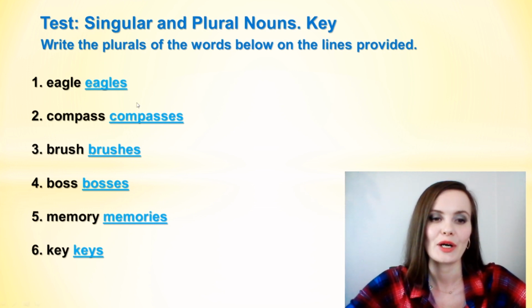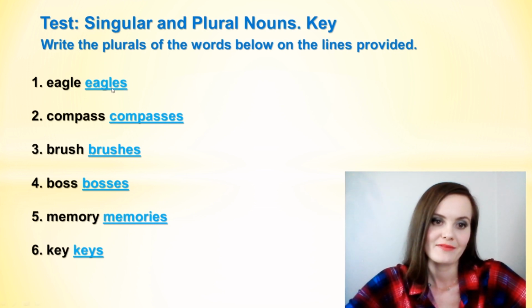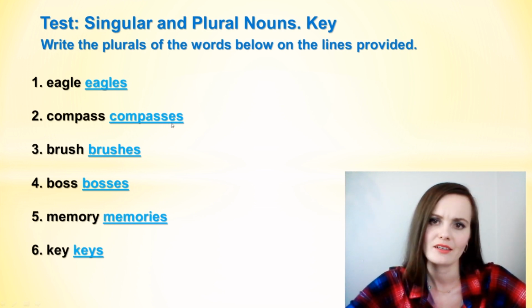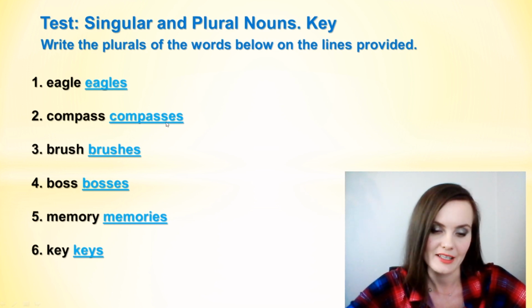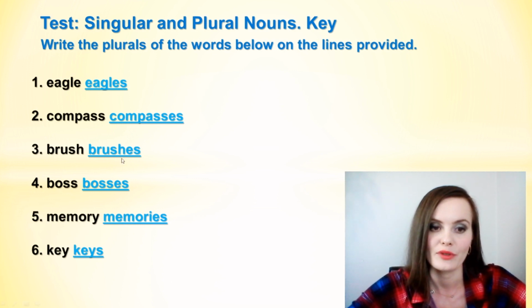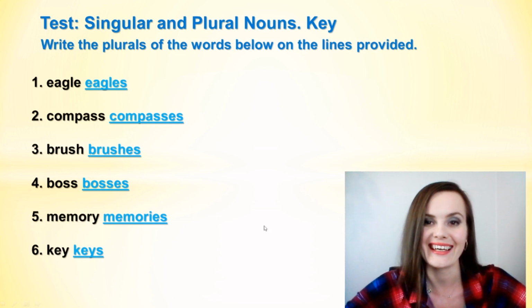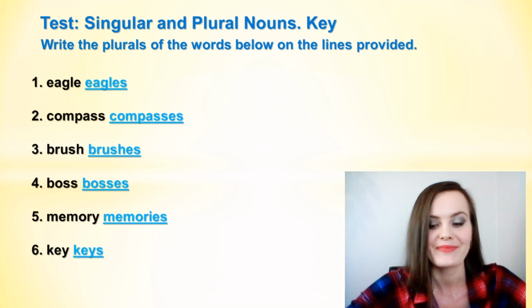Okay, so these are our answers. Eagle, eagles, you just add an S. Compasses, you tell me why did you add ES? Because it ends with a letter S. That's right. Brushes, so it ends with the sound sh. That's why we add ES. Bosses, we add ES. Memory, you are right, we change Y into an I and add ES. And keys, we don't change anything, we just add an S because there is a vowel before letter Y, right? Okay, good job. I hope that you got excellent in this test.